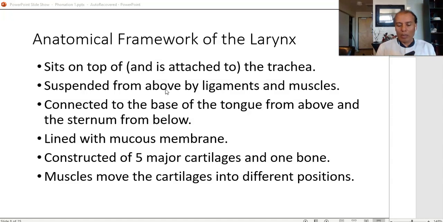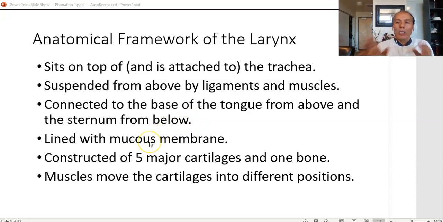We're going to discuss them. These are called extrinsic laryngeal muscles. The larynx is also connected to the base of the tongue, also from above, and also to the sternum through the muscles I mentioned that rise from below.